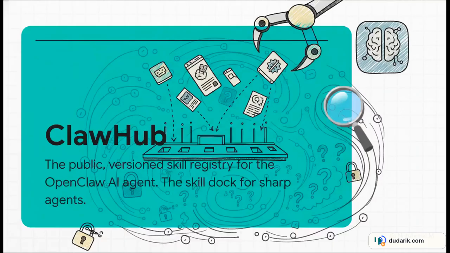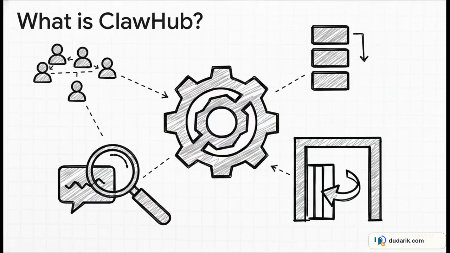The easiest way to think about it is like an app store, but for AI agents. It's meant to be this one central place where you can find and share and manage all these new abilities to make your AI so much more capable. So, let's get into the nitty-gritty.